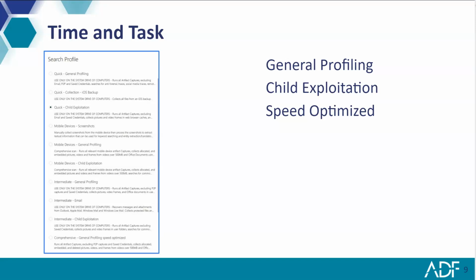Comprehensive search profiles with Speed Optimized identify files using file header analysis only on files that do not have a file extension. This option will gather more files, such as files contained within cache or files that are created by applications that do not specifically create a file extension. Quick and intermediate search profiles are speed optimized by default.